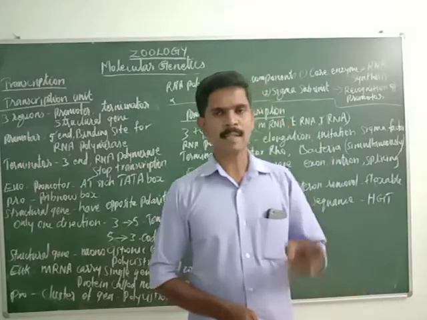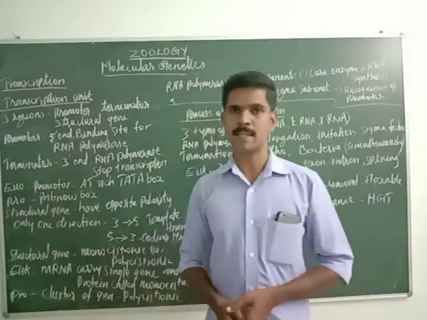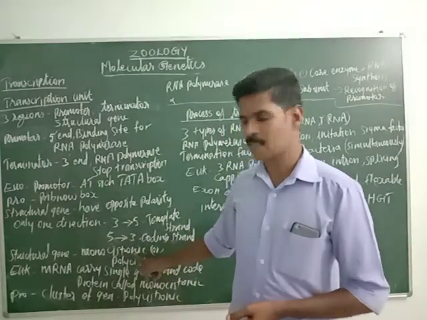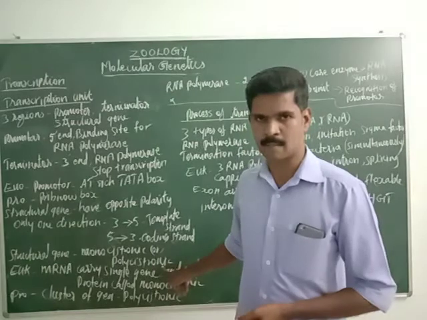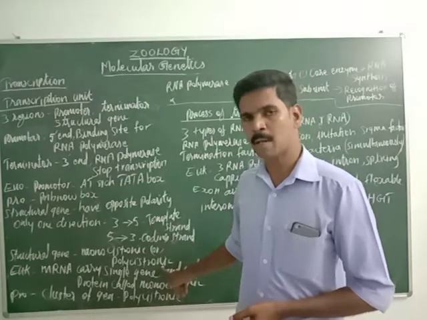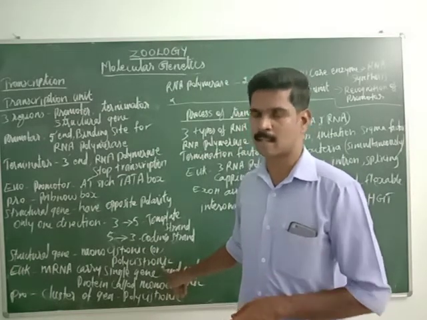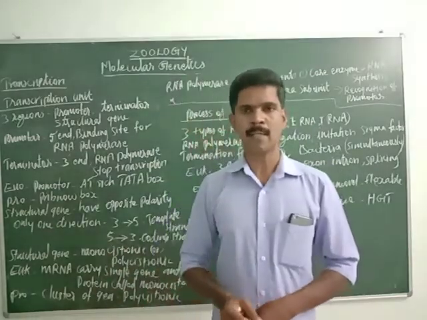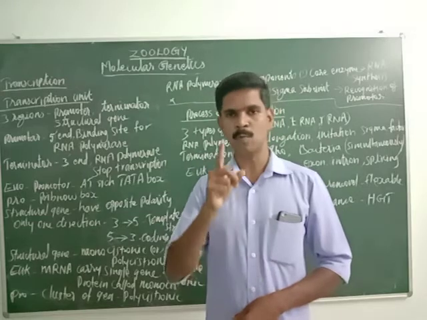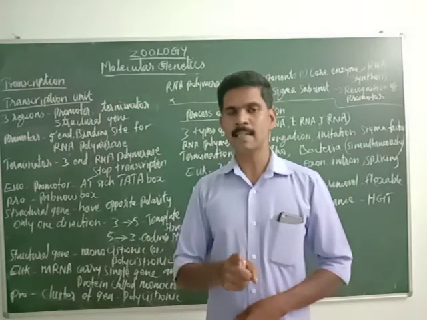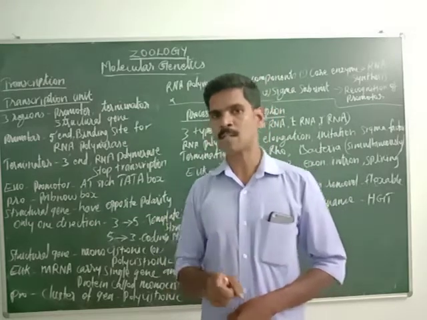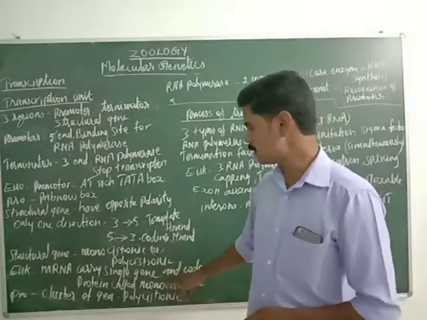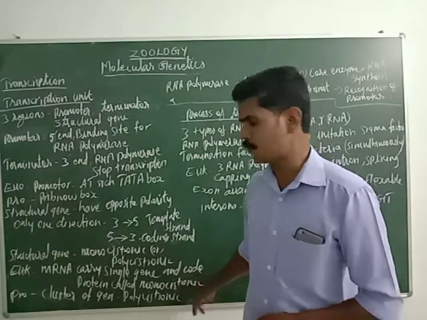Then the structural gene. There are two types of structural gene: the structural gene may be monocistronic or polycistronic. In eukaryotic organisms, the mRNA molecule carries only a single gene, and that single gene is responsible for the production of protein. That mRNA is called monocistronic mRNA.